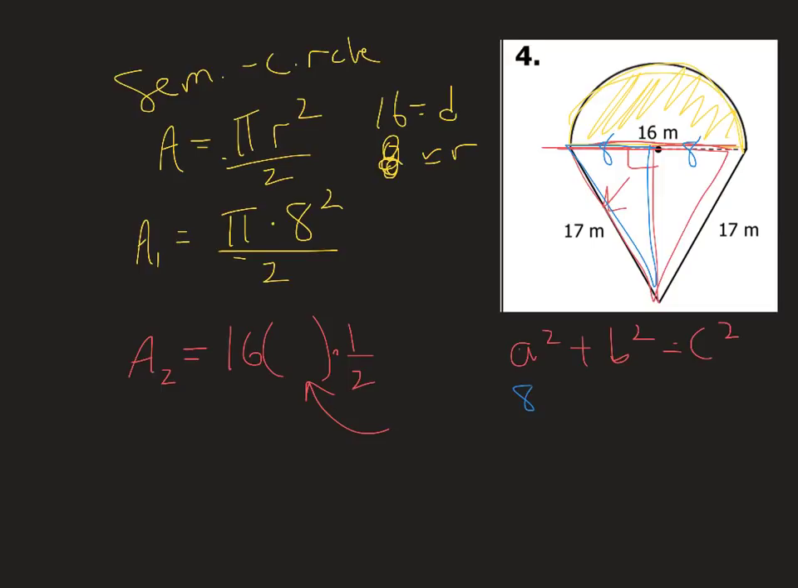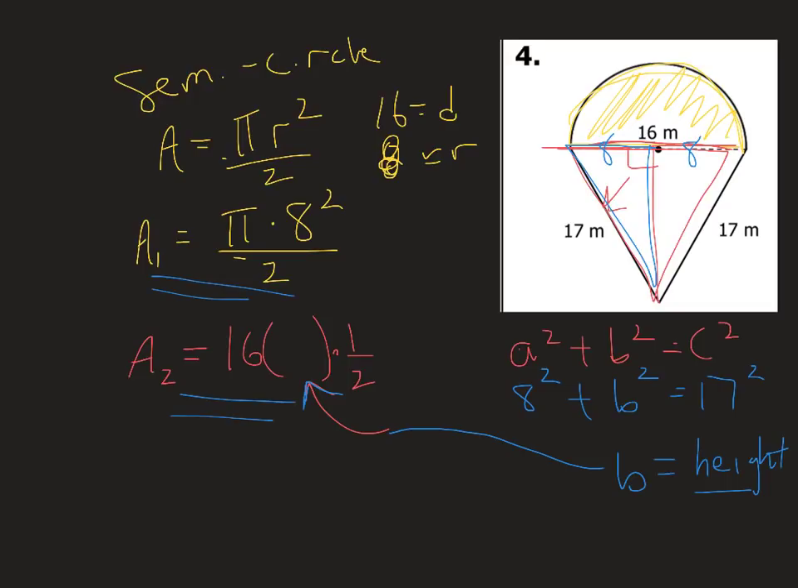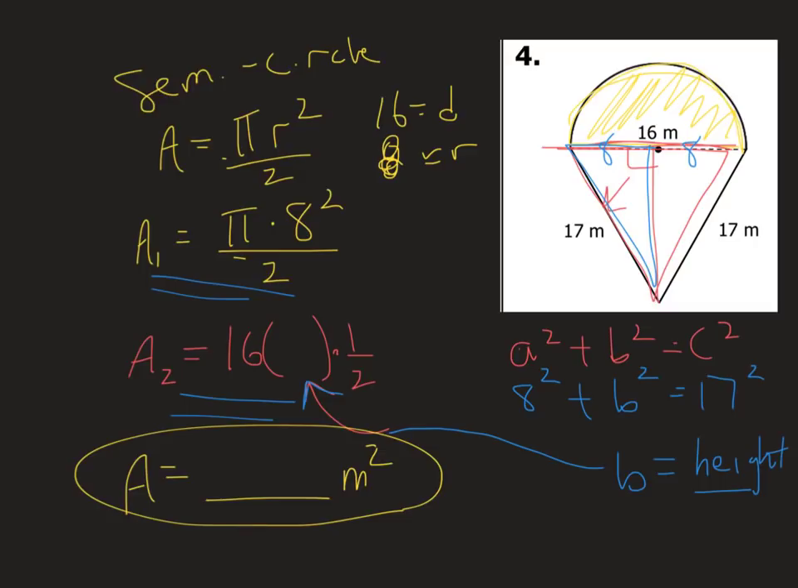So it looks like that's going to be 8 squared plus b squared equals 17 squared. And when I solve for b, that's going to be the height of my triangle, and that value goes right here. Finish calculating for this, finish calculating for this, and then get a final area of your composite figure and put that right here, square meters. Now again, I'm not finishing the arithmetic because that's all it is. It's just arithmetic. You can finish that on your own.